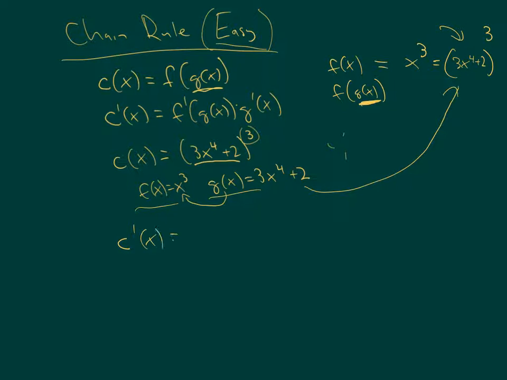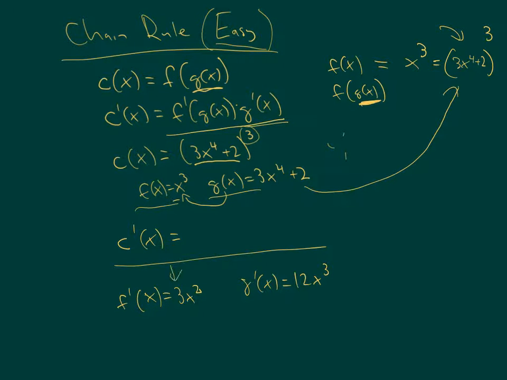So c prime of x is going to be the derivative of f, so let's figure that out. The outer function was x cubed, so the derivative is 3x squared. We're also going to need the derivative of g, so the derivative of g is 12x cubed plus 0. Now let's rewrite this formula using f prime, g prime, f of x and g of x.